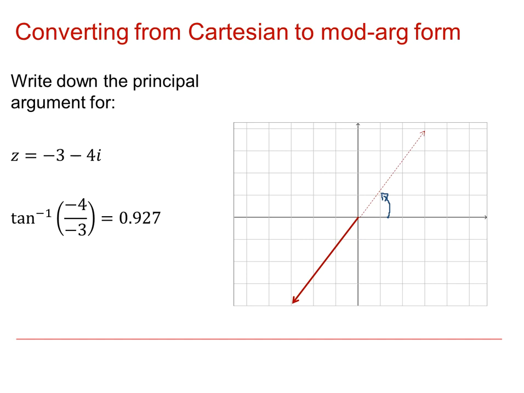So what we need to do then is to go from that angle and come round to here, which we can see is the correct position for the complex number that we're considering. So we're going to have to subtract pi from that answer. Therefore, we can say that the argument of z in this case is 0.927 minus pi.